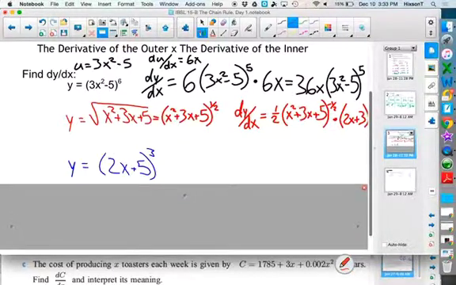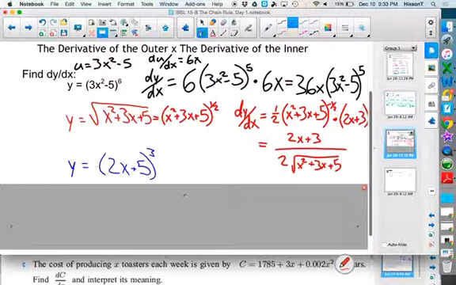The answer actually is this. If you want to simplify, all it would take is to put the 2x plus 3 in the numerator, and then we have 2 times the square root of x squared plus 3x plus 5 in the denominator. That's all you would need to simplify that.